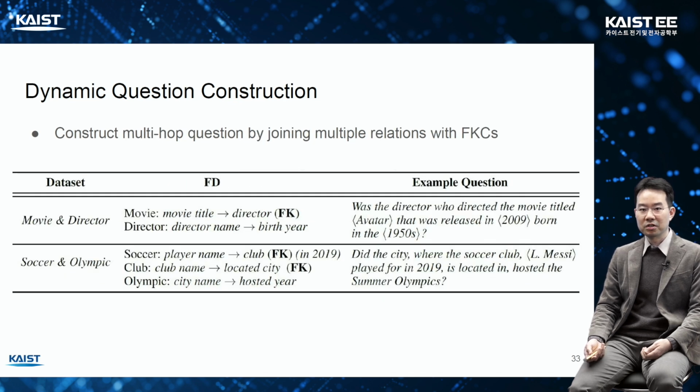We can also construct multi-hop questions by joining multiple relations using the foreign key constraints. In the example below, the first example shows how we can join the movie and director tables to create a join table, and also expand the functional dependency and foreign key constraints and ask more complicated questions.